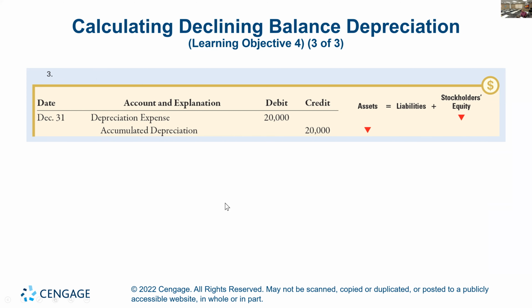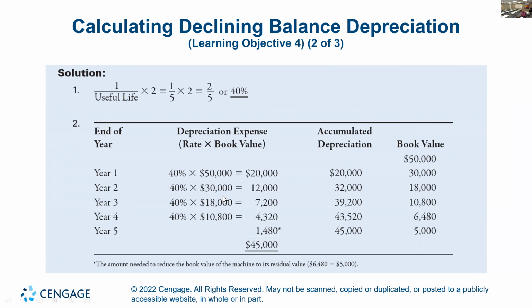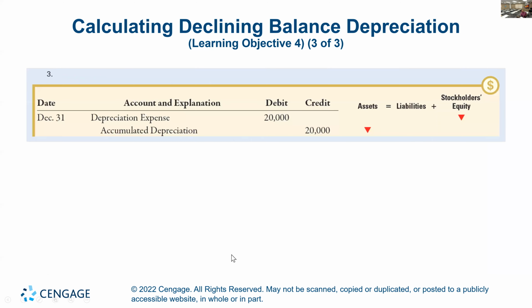And this is the amount they calculated for year 1. This is the good slide to know here. Once you find that rate, that rate is constant and always multiplied by the book value. And the book value is always the cost minus the accumulated depreciation.